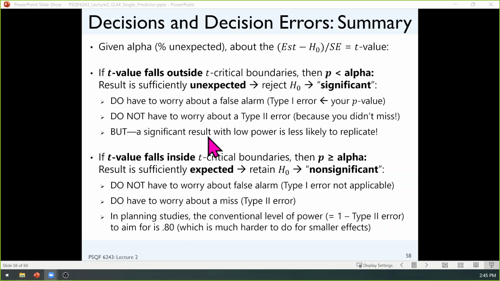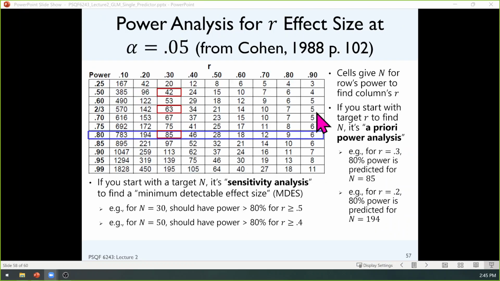However, a result that has low power is less likely to replicate. So if we go back to my table here, and let's say that I only have 20 people, but I have a correlation of 0.3 and I found it significant. I got lucky. Because I only have 25% power. That means if I redid my study, I'd only come to the same conclusion that I have a significant correlation 25% of the time.